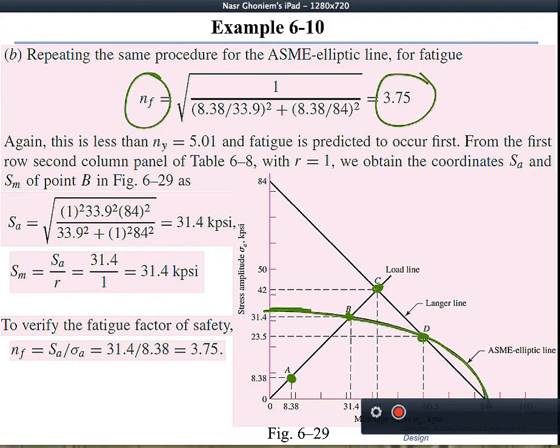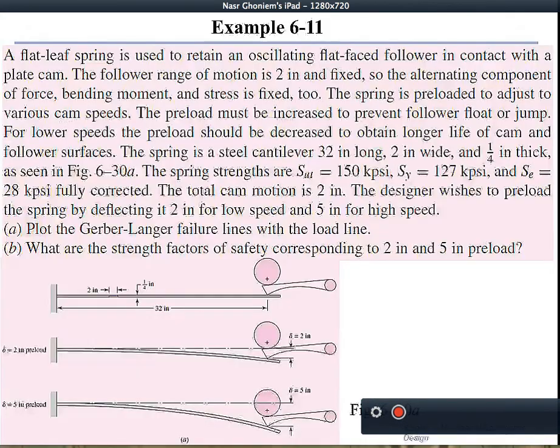And one factor of safety, as we mentioned, would be this ratio. This is the fatigue factor of safety, and the other one is the first yield factor of safety, which is this ratio, as we mentioned before. So we'll come pretty close to what we've done before.